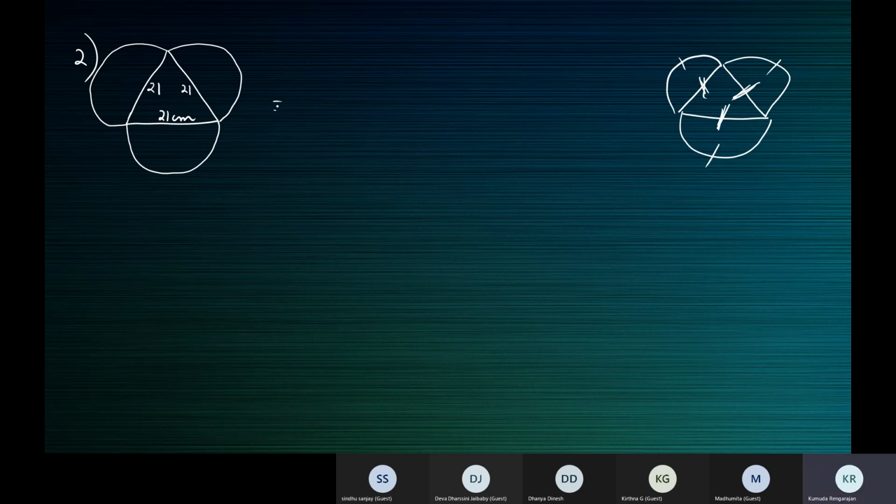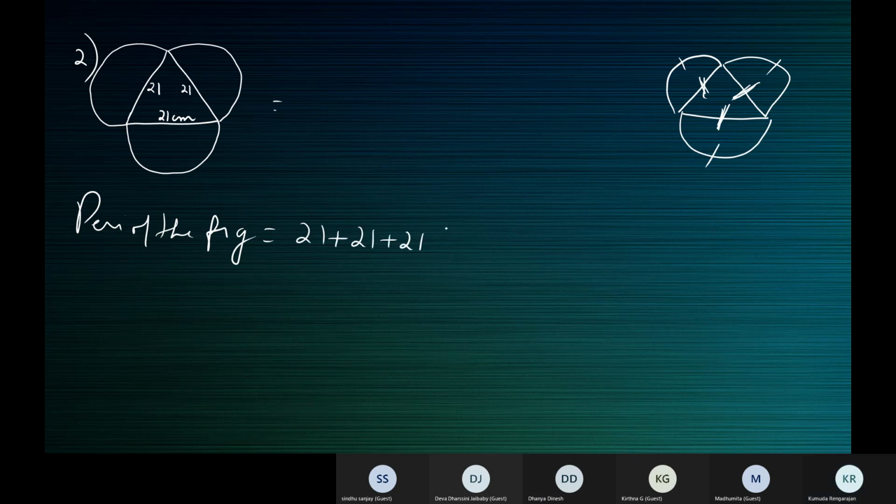21 centimeters, ma'am. So perimeter of the figure is equal to 21 plus 21 plus 21. And then how do you find the length of the 3 arcs? What's the length of this piece? Ma'am, pi r. How many times pi r? 3 times, ma'am. 3 times pi r.